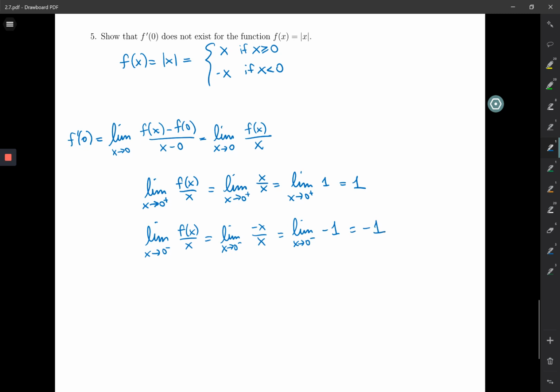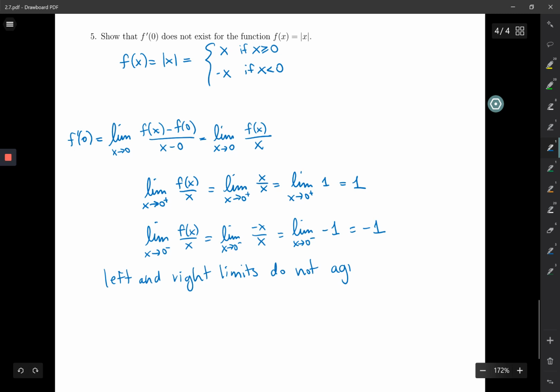So we get that the limit from the left and the limit from the right are not equal. So left and right hand limits do not agree. So f prime of 0 does not exist.